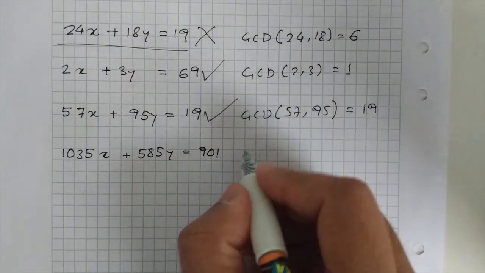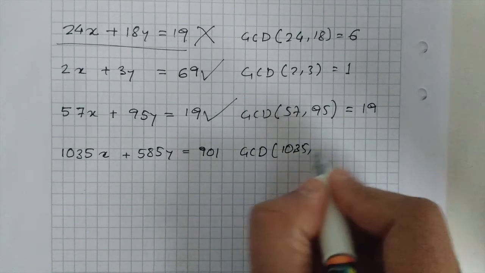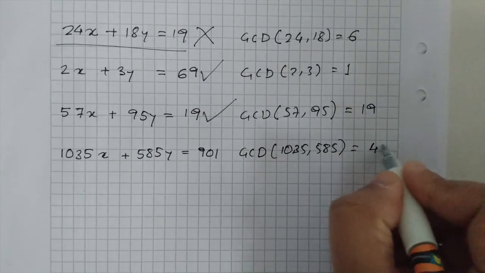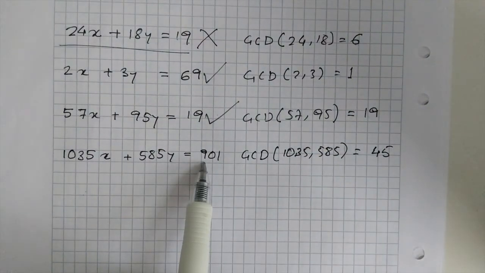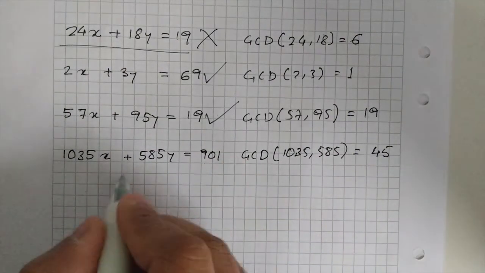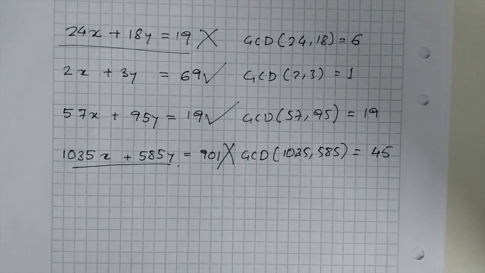For 1035 and 585, the GCD of these two numbers is 45, and 901 is not a multiple of 45. Therefore the fourth equation that we have is not solvable.